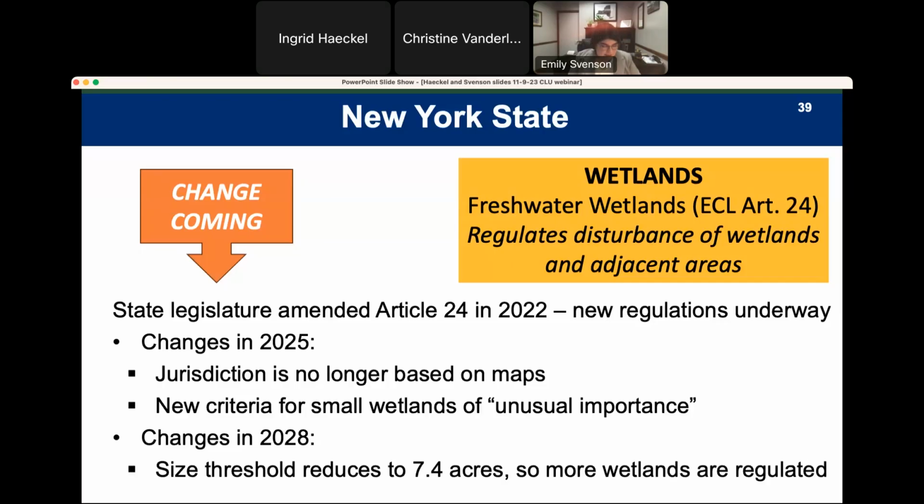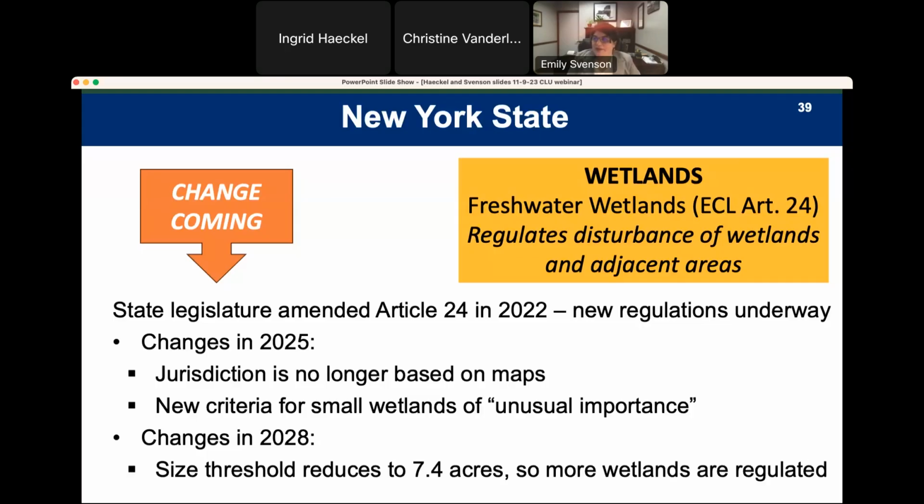So the first set of changes will take effect in 2025: jurisdiction will no longer be based on maps. The jurisdiction will still be 12.4 acres or larger, but it will not be based on a map. So if you have a wetland on a site that's 12.4 acres or larger, but was not previously mapped by DEC, in the past, that was very difficult. They were not able to regulate that. But under the regulations that will be taking effect in 2025, wetlands 12.4 acres or larger will be regulated whether or not they appear on a map.